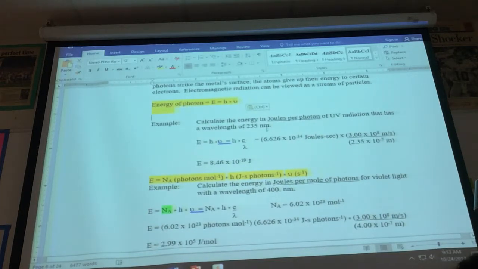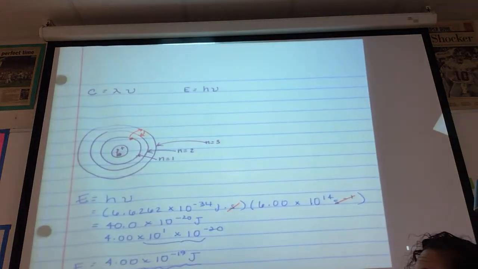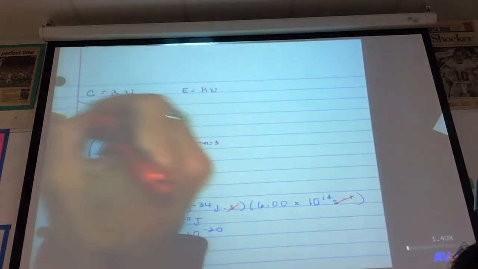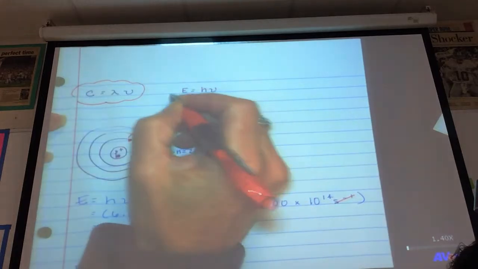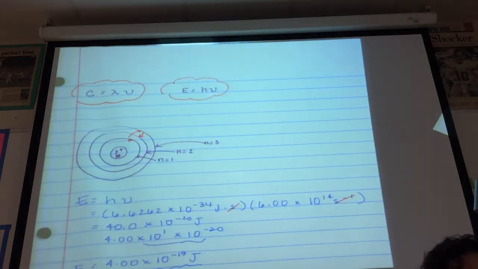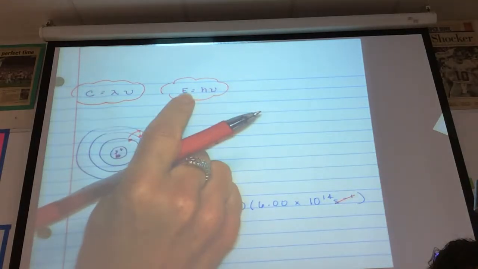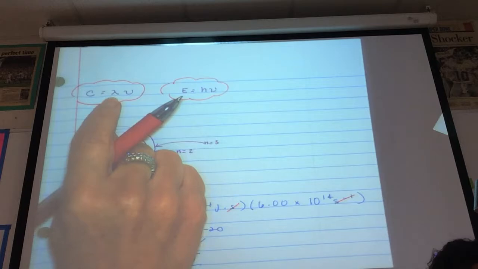So if you wanted to calculate the energy in joules per photon, it's going to be the same type of formula, but we want to link these two formulas together that we talked about earlier. These were the initial formulas. We introduced this last time, this one this time. I want to derive a formula that shows the inverse relationship between energy and wavelength.